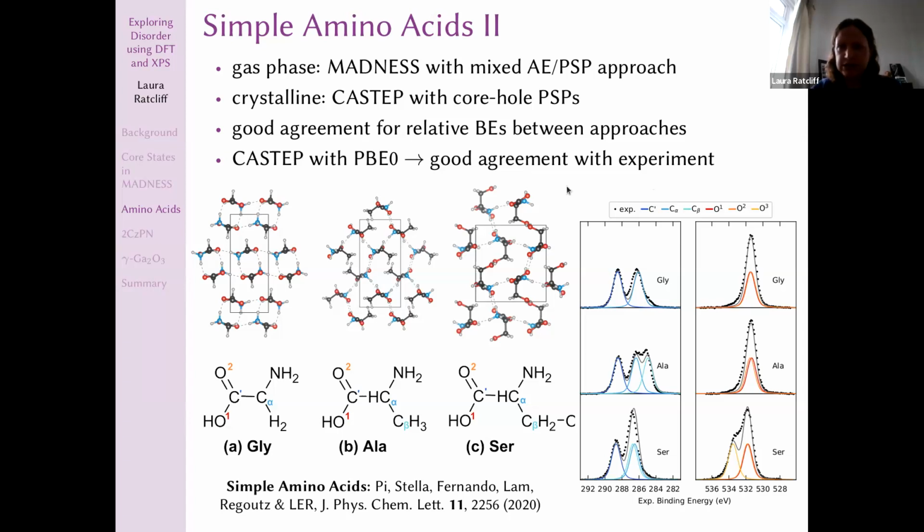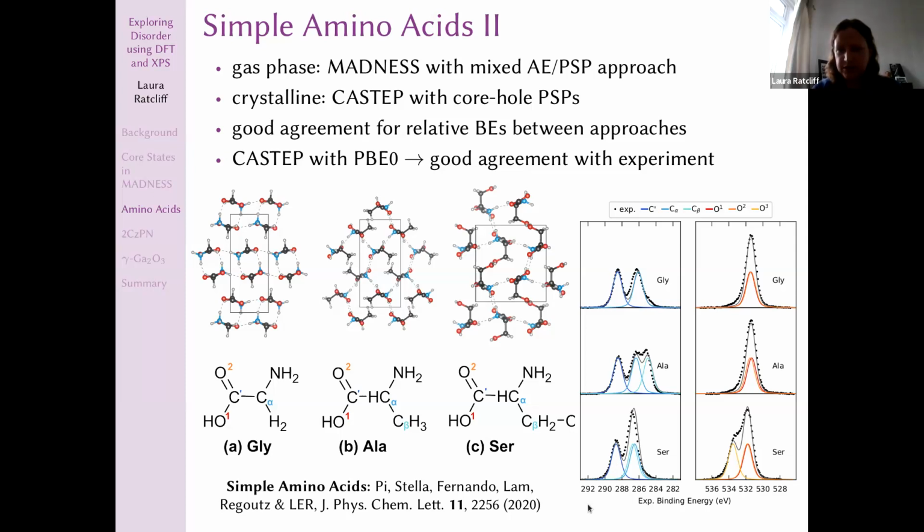We also compared with experiments. Here you can see in the colored lines the DFT calculated results from CASTEP using the PBE0 functional, and the dots are the measured spectra. And you can see that we get very nice agreement between the two. Of course, for this system, we already knew very well which of these peaks correspond to which atoms in the simple amino acids. As I mentioned, this is a very well-studied system.